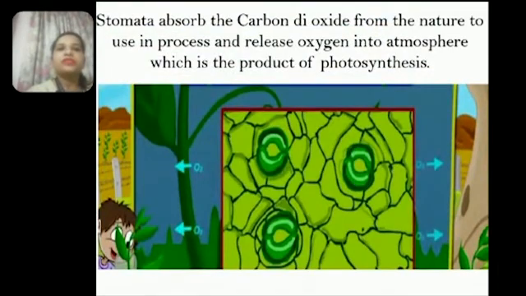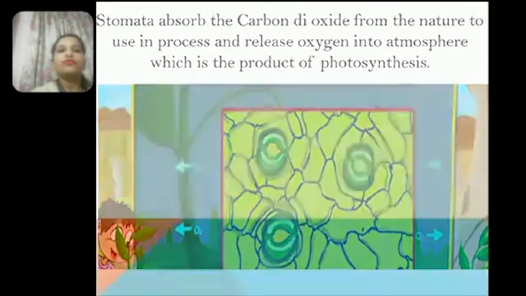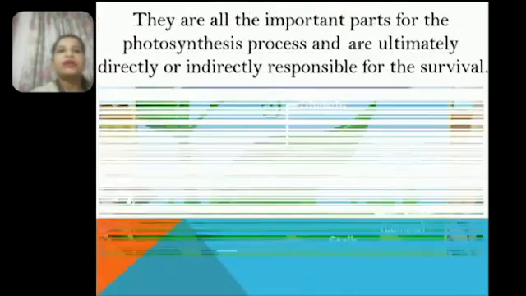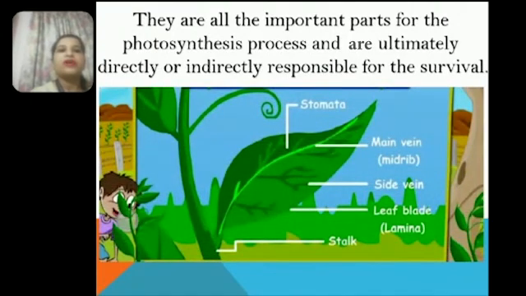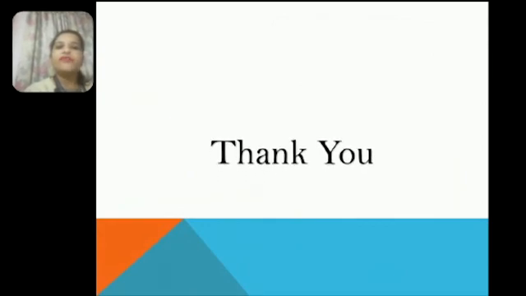Stomata absorb the carbon dioxide from the nature to use in the process and release oxygen into the atmosphere, which is the product of photosynthesis. They are all the important parts for the photosynthesis process and are ultimately directly or indirectly responsible for the survival. So today we have learned different parts of the leaf and their functions.